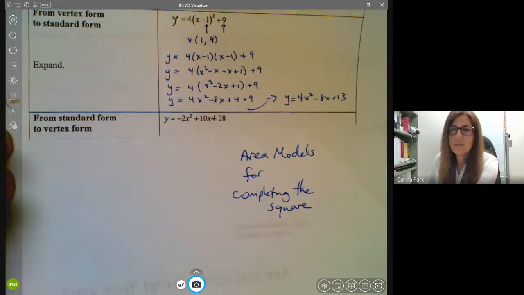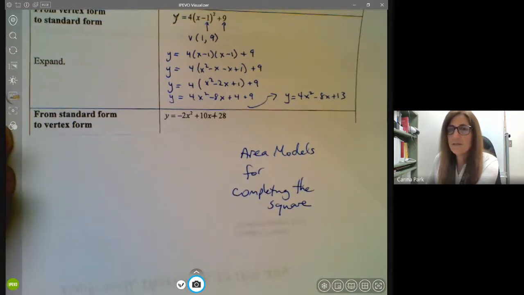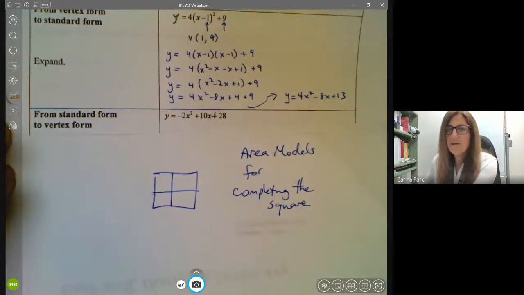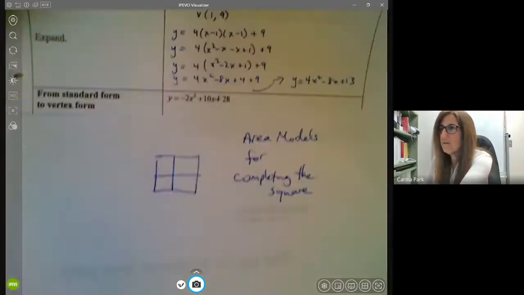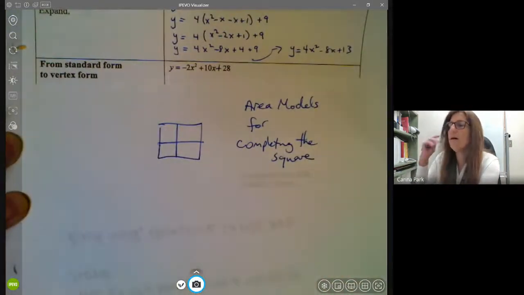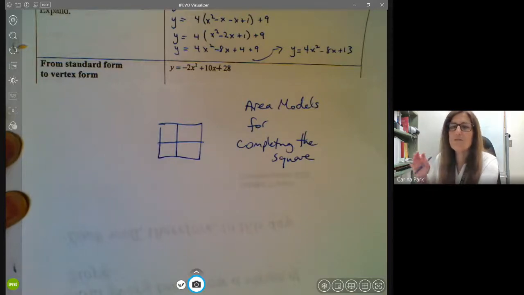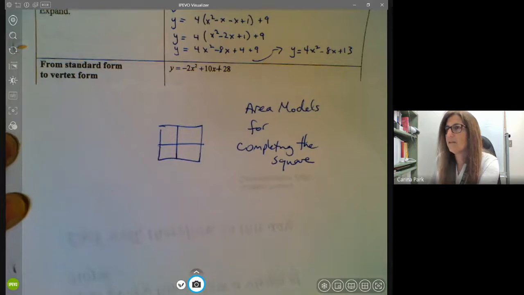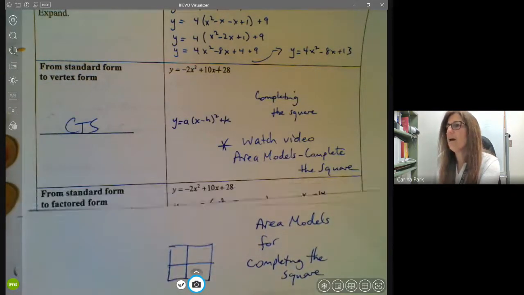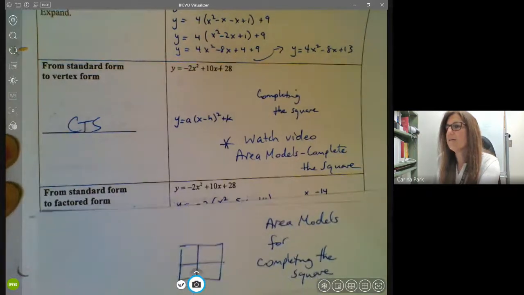There's an algebraic option that's the same as last year, but there's the other one that's using area models, those rectangles that look like this, which you might find a little different. Visual, maybe a little bit easier. The two procedures are very, very similar. They're actually the same, they just look different. So completing the square. Watch the video.